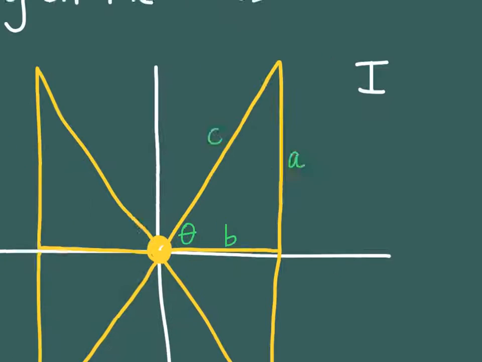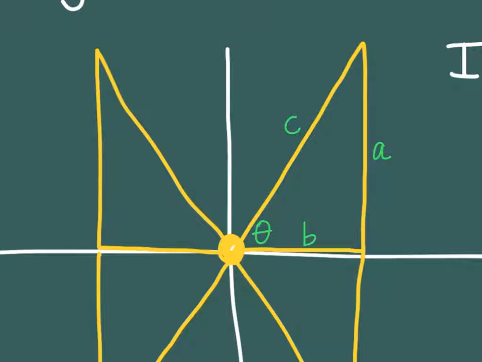Next to it, in quadrant 2, we also have C as the hypotenuse, and we have A as the vertical leg, but our bottom is negative B. So why is that negative B?